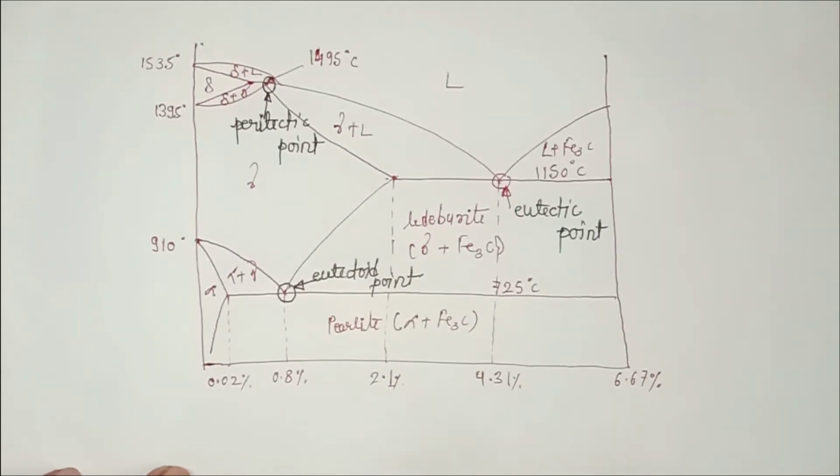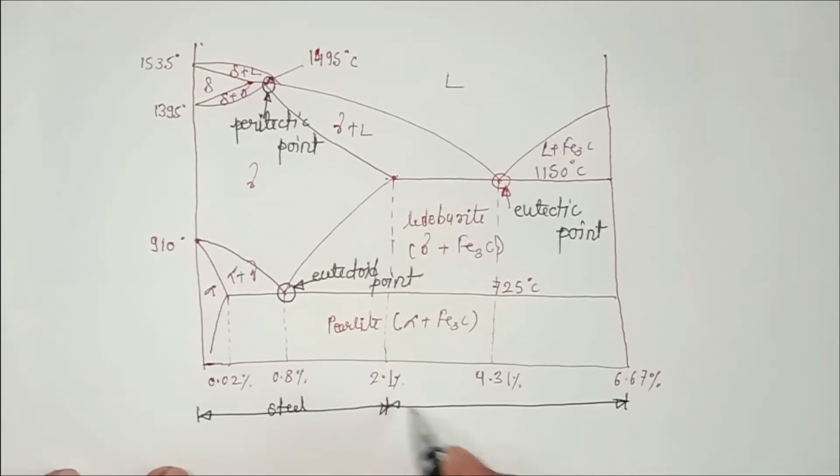In the iron carbon diagram, there are two types of material. The first one is steel and the second one is cast iron. This zone is steel, up to 2.1% of carbon. This is called steel, and after that it is called cast iron. There are two sections in steel and two sections in cast iron too, and these sections are called hyper and hypo. Hyper means more, hypo means less.